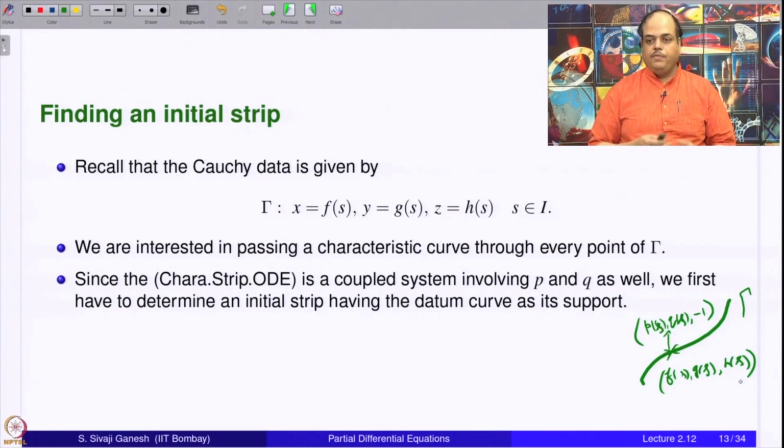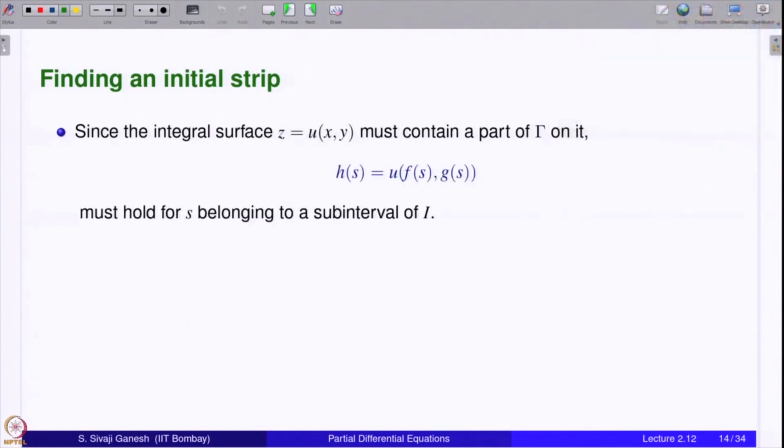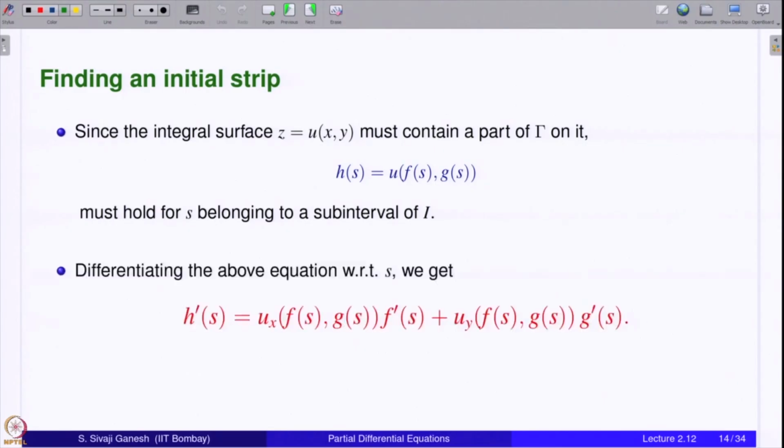Okay, the strip is (f(s), g(s), h(s), p(s), q(s)), the support is (f(s), g(s), h(s)). Since the integral surface must contain a part of gamma on it, we should have h(s) equal to u of (f(s), g(s)). It should hold for s belonging to a subinterval of I. Now, once you have that, differentiate this equation with respect to s. You get h'(s) equal to u_x f' plus u_y g' by chain rule.